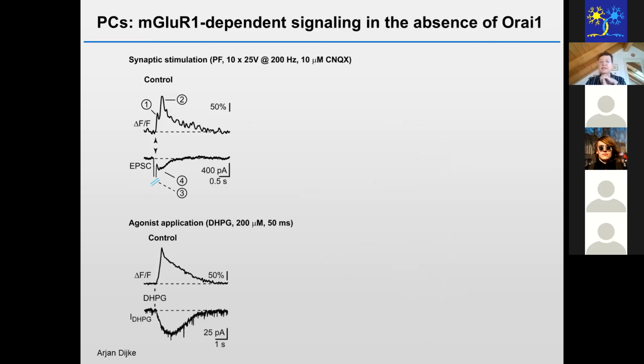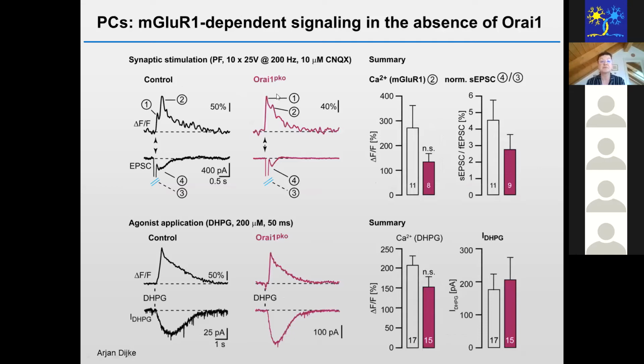So the initial expectation was that this happens probably due to interaction with Orai1, similarly to non-excitable cells. And we tested this hypothesis in Purkinje cell type specific Orai1 knockout mice with synaptic stimulation of mGluR1 dependent responses, or glutamatergic responses, and with local application of the mGluR1 agonist DHPG. The four numbers 1 to 4 here show the 4 types of signals that are induced by repetitive parallel fiber stimulation.